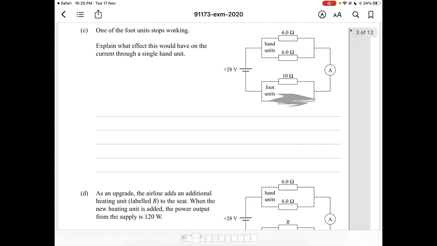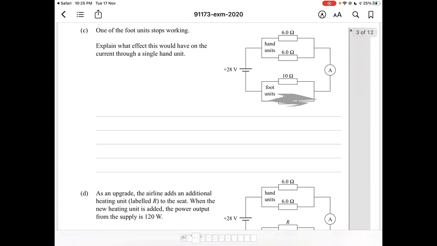Question C, one of the foot units stops working. Explain what effect this will have on the current for the single hand unit. Okay, so when one of the foot units stops working, we're going to assume that stops working means that current can no longer flow through the foot unit or the bottom foot unit. That means the top foot unit is now connected to the circuit in a series arrangement. It's no longer in parallel with the broken foot unit.